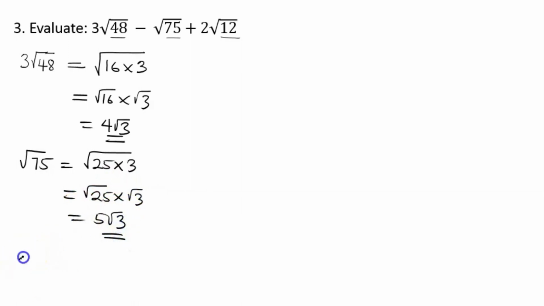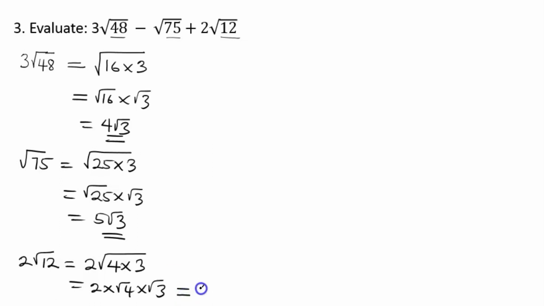Then we have 2 root 12. Root 12, this is 4 times 3. 4 times 3 will give us 12. Okay, so which is 2 times root 4 times root 3. All right, so this is going to give us 2 times 2 times root 3. All right, and the final answer for this one will be 4 root 3.